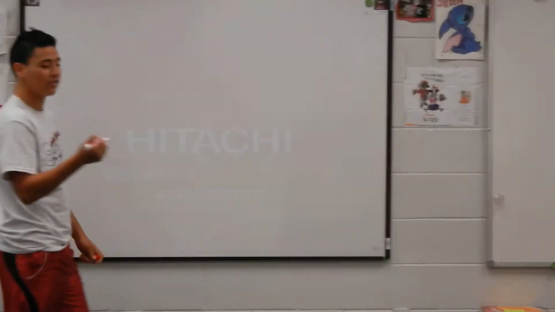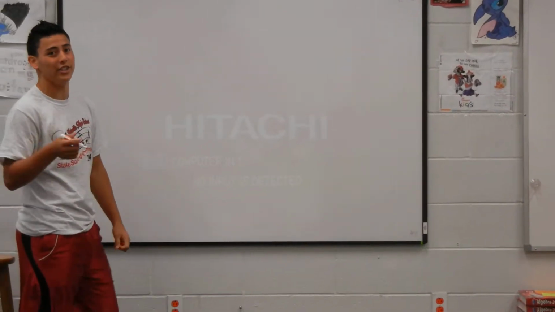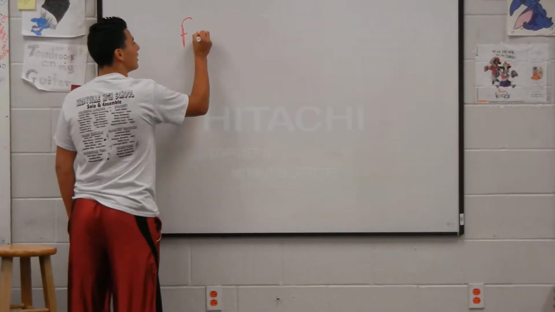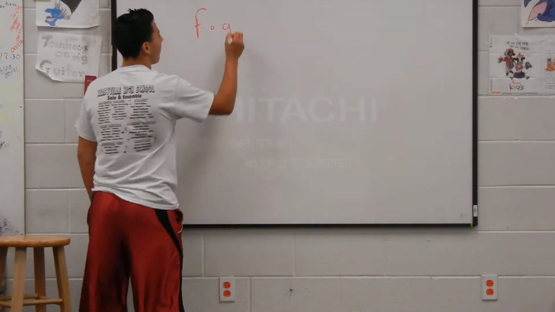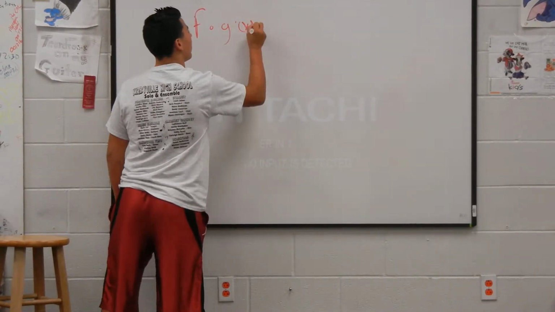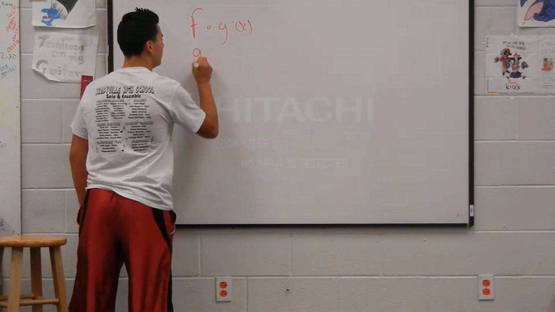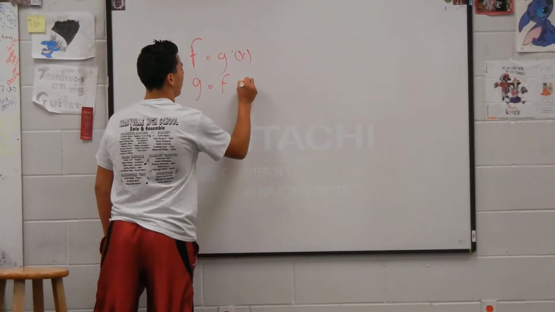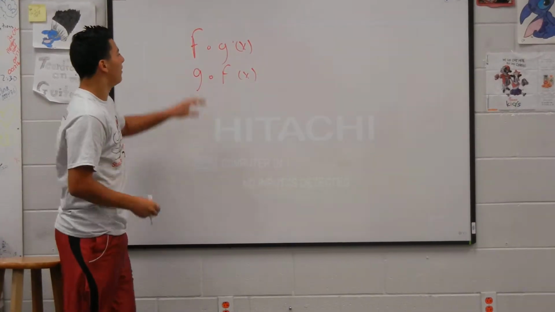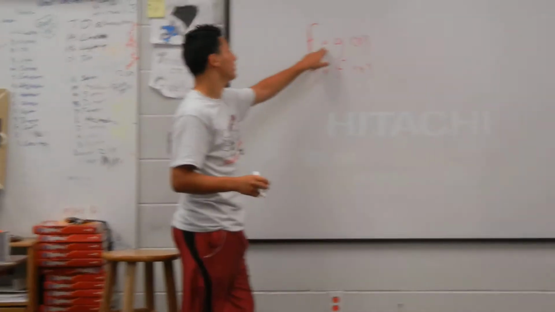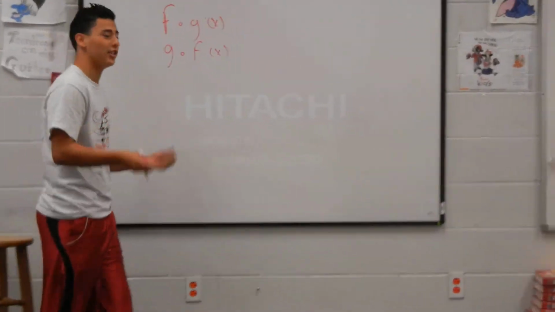Fogging off is f composite g and g composite f. For example, it's written just like this. And that's fog. And golf is g composite f of x. The o, it's not really an o, it's just composite. But we say it like it's an o because it's funny.